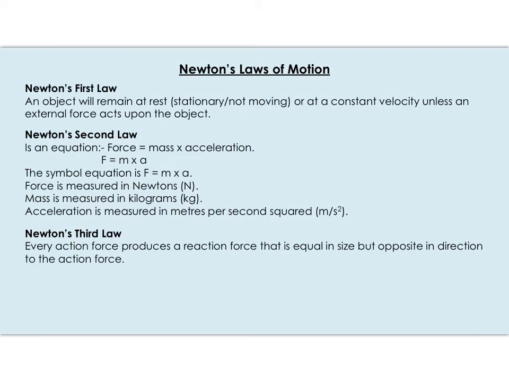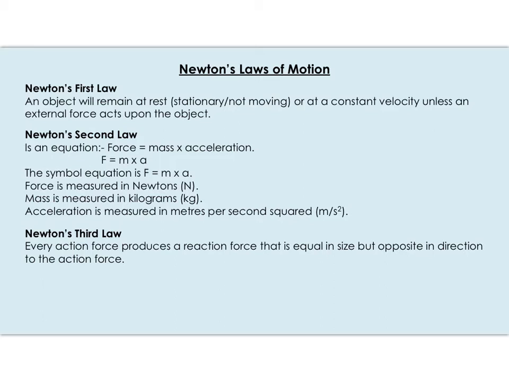Most of our understanding about motion comes from Newton's laws of motion. Now Newton made 3 laws of motion that we need to look at in a bit more detail. Newton's first law states an object will remain at rest, which means stationary or not moving, or at a constant velocity unless an external force acts upon the object.